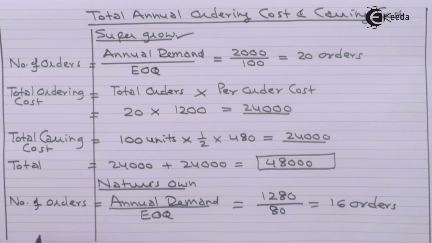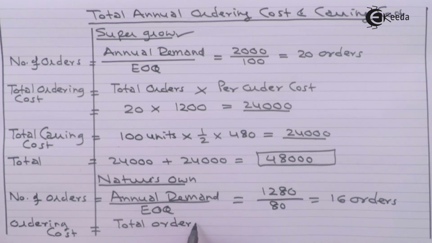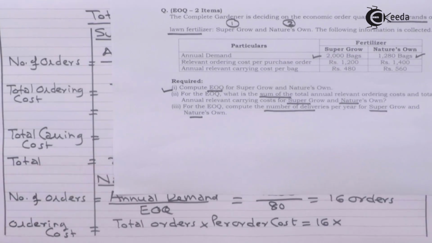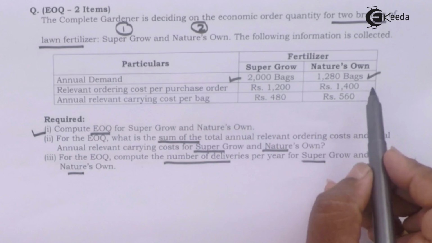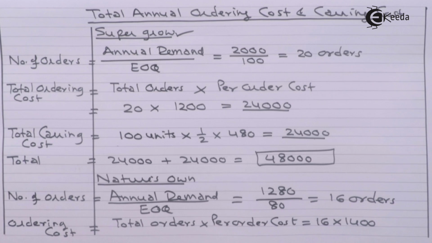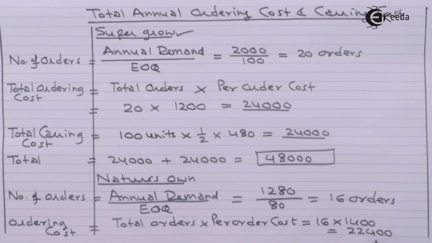We can calculate now ordering cost. Total orders multiplied by per order cost. Total orders is 16. Ordering cost per purchase order 1400. So it is rupees 22,400.